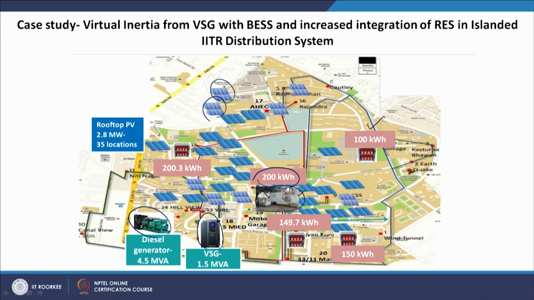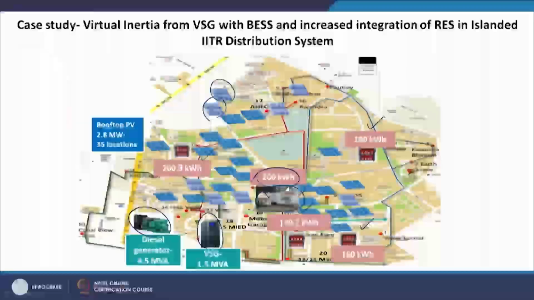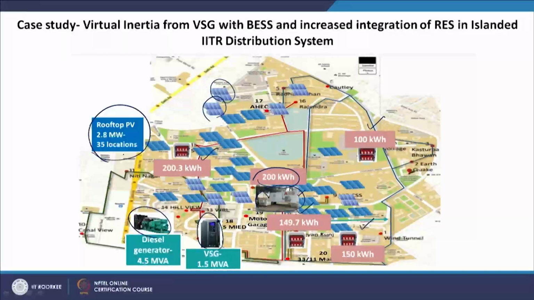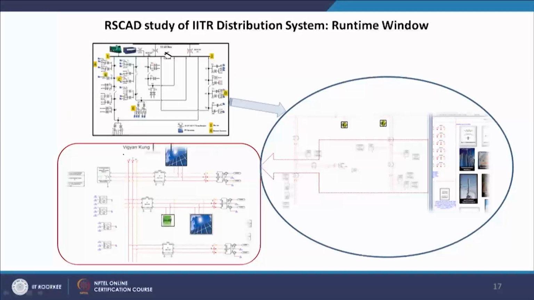So, we are proposing there could be a 100 kilowatt hour battery, 150, 150 and 200 approximately. So, approximately 200, 500, 600, 800 kilowatt hours of storage integrated to the system and 2.8 megawatt of PV in 35 different locations of the campus, with a diesel generator and virtual synchronous generator in place. Assuming all this infrastructure, we have carried out a virtual inertia analysis of the system, and first we carried out analysis with RSCAD for the IITR distribution system.